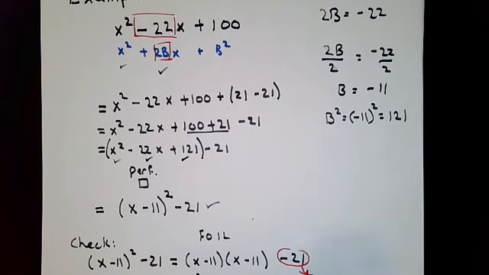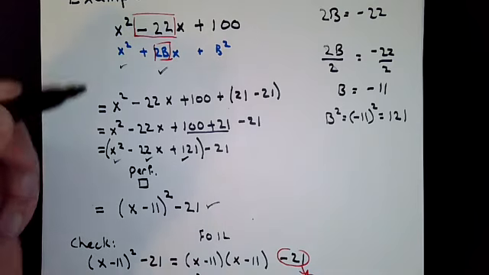These two terms are like terms. So x squared, negative 11 minus 11, that's a negative 22. And 121 minus 21 is 100. And that is the original.